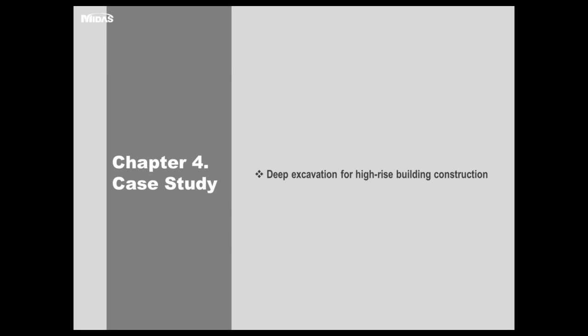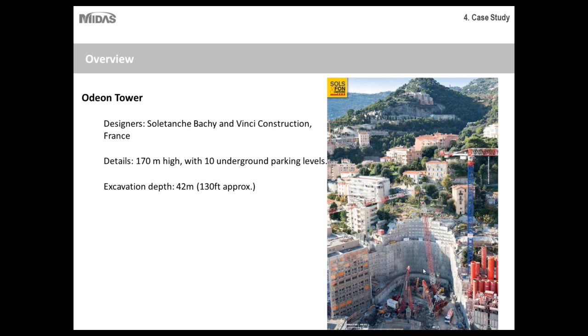So this brings us to the last chapter of this session, where we'll be talking about the deep excavation for a high-rise building construction. So this is the case study that we'll be covering today. The building that is being constructed is called Odeon Tower. The designers are Stoltanci Bacchi and Vinci Construction in France.